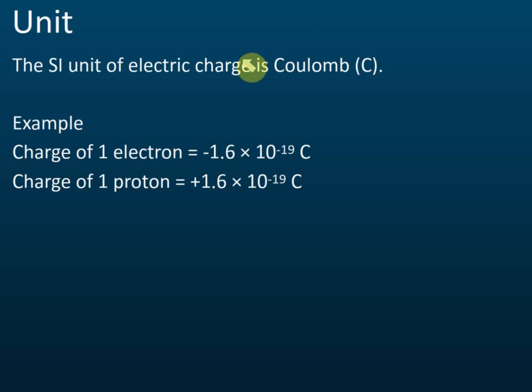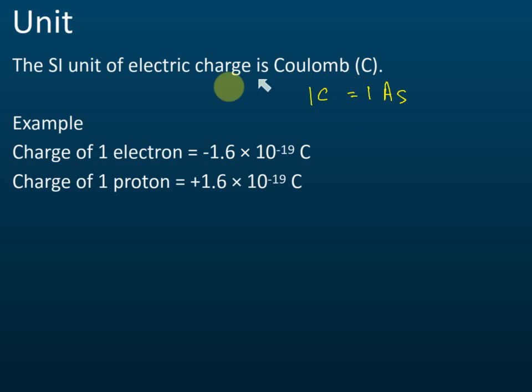The unit of charge. The SI unit of charge is the Coulomb. One Coulomb is equal to 1 ampere second. Both ampere second and Coulomb are units of charge. They are the same. Sometimes in a test or exam, they will give you both Coulomb and ampere second and ask which one is correct. Both are correct. So that is the SI unit of electric charge.